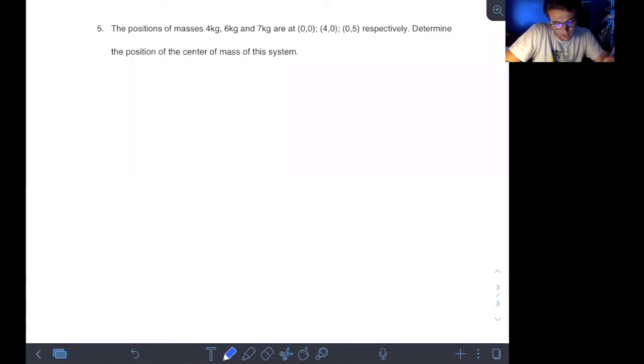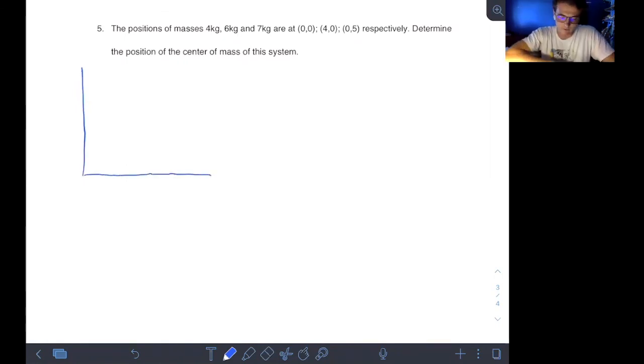So the positions of masses are at those coordinates respectively. Determine the position of the center of mass of the system. Okay, so these problems actually aren't that bad if you break it down. So let's draw a sort of picture of what's going on. So we got our coordinate system, our axes.